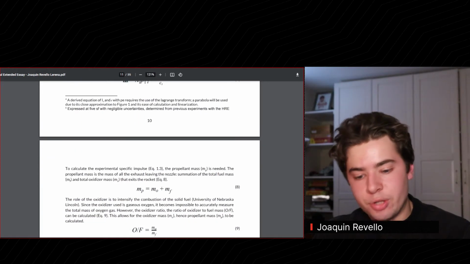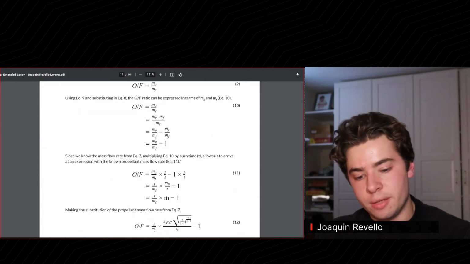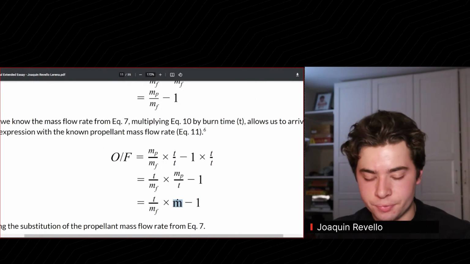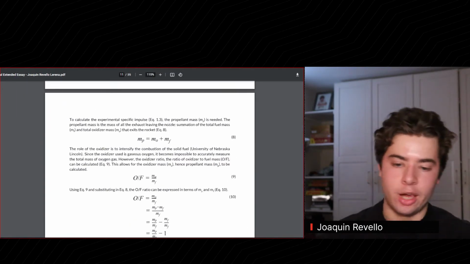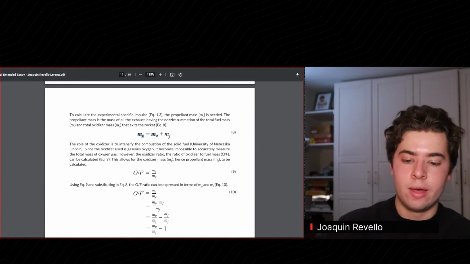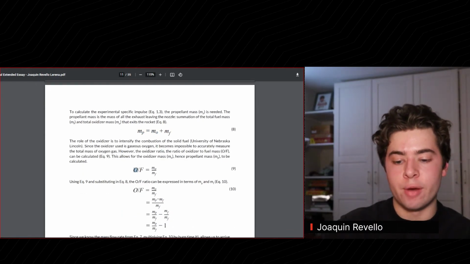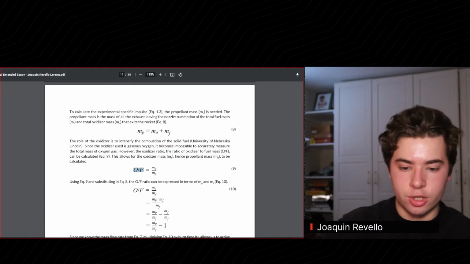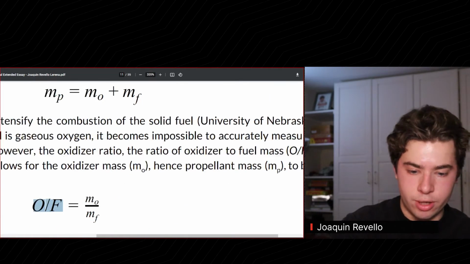The reason I introduce this equation is to eventually substitute it into here. Notice how logically this follows. I introduce this equation, then I introduce this equation, and then I use it to derive what I really want, which is this O/F ratio, the oxidizer to fuel mass ratio. You can find that right here.